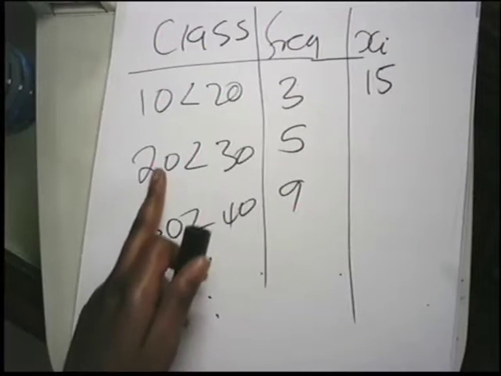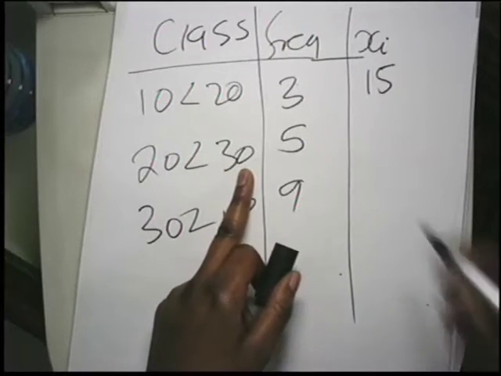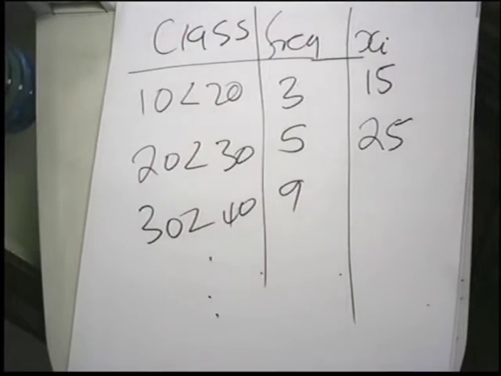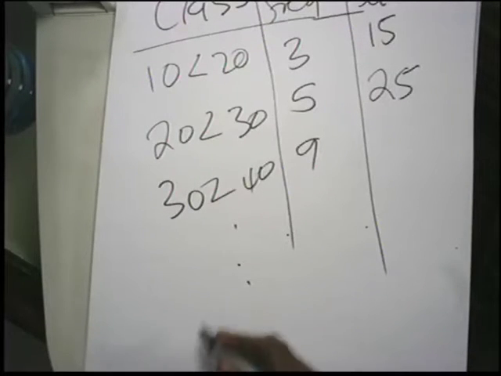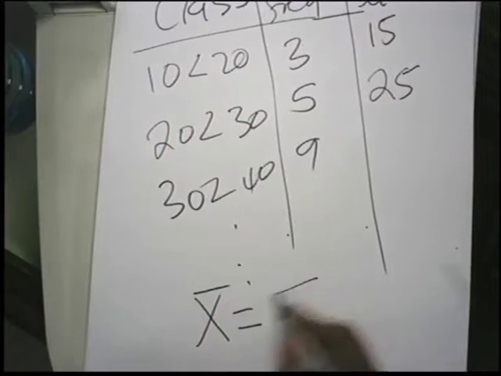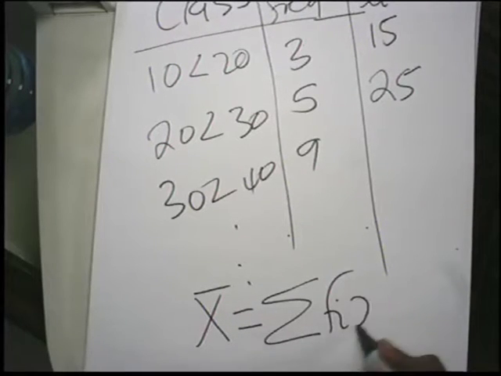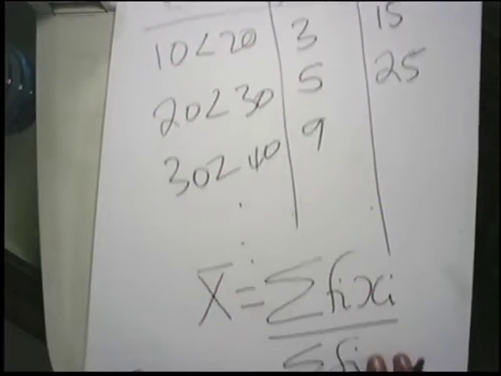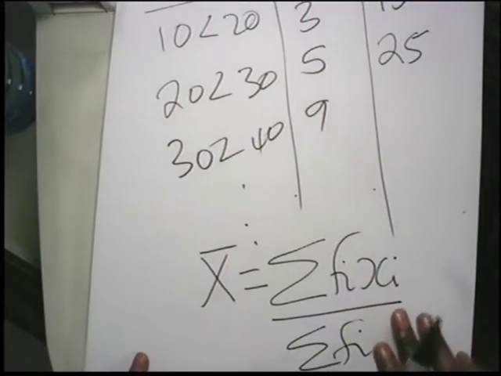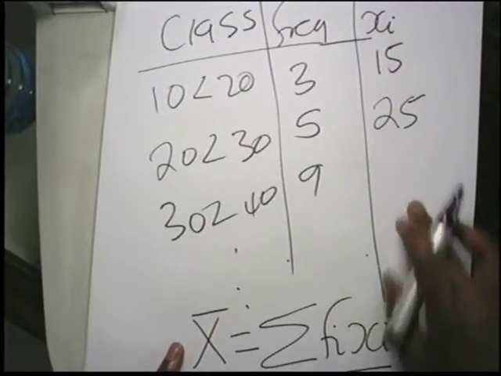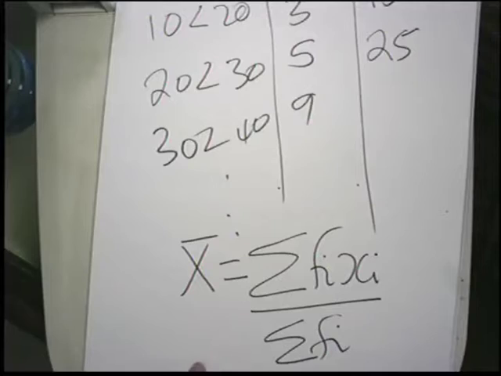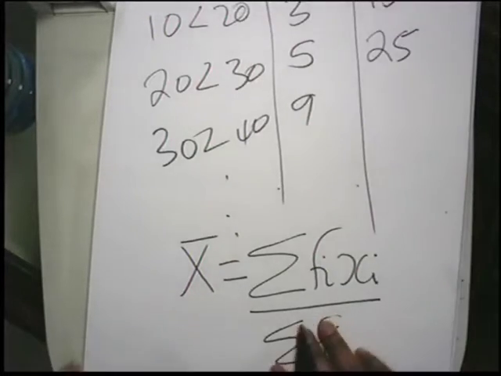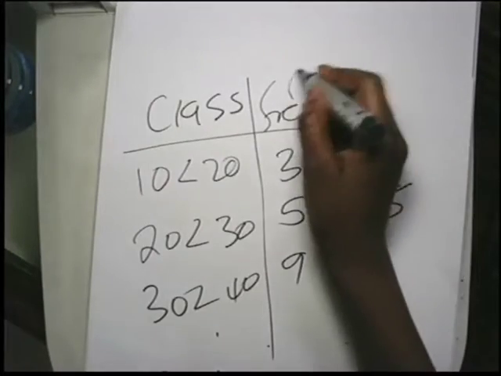For the second one, it will be 20 plus 30, which is 50, divide by 2, it will give you 25, and that is your second midpoint. And you have to work through to the end. Now, why are we doing that? Because the mean for grouped data is the sum of the frequencies multiplied by the midpoint, divided by the sum of the frequency. The frequency is this one. The midpoint is the one that I'm showing you how to calculate.